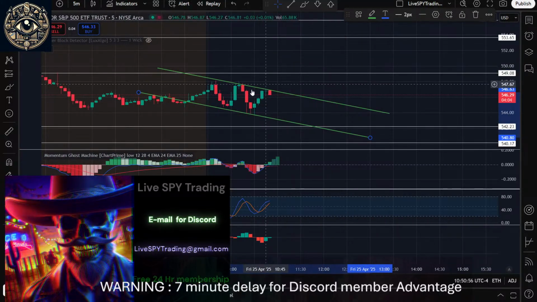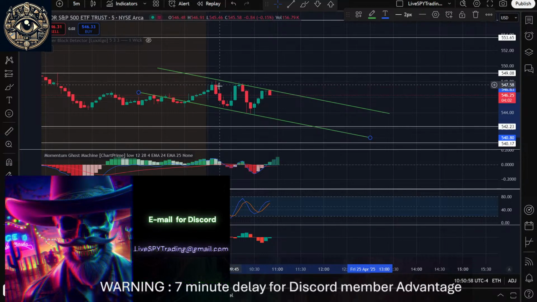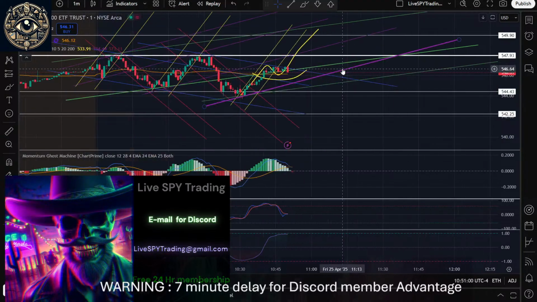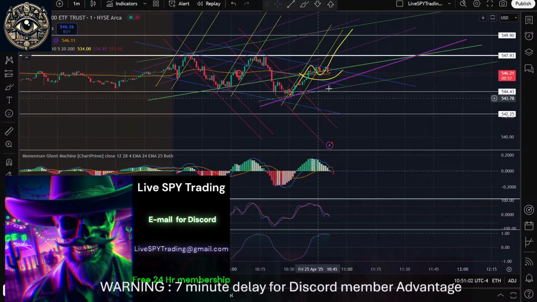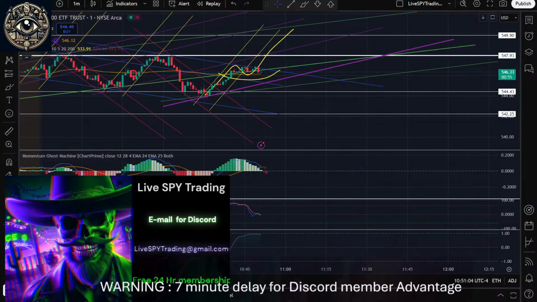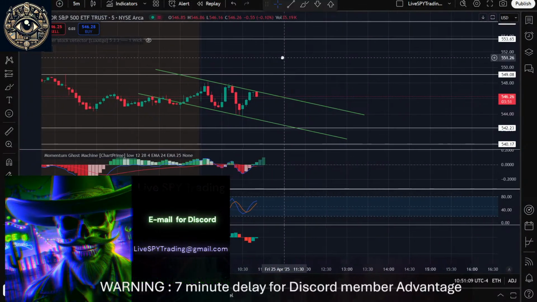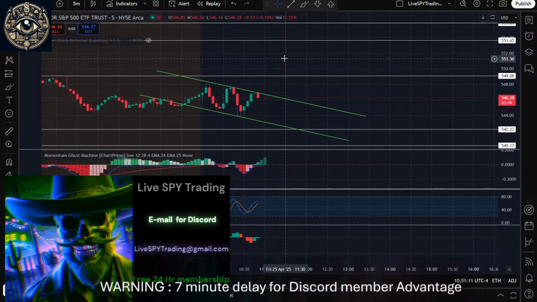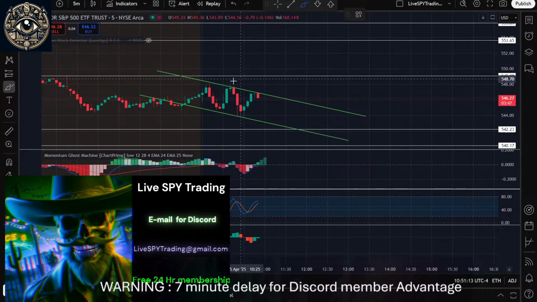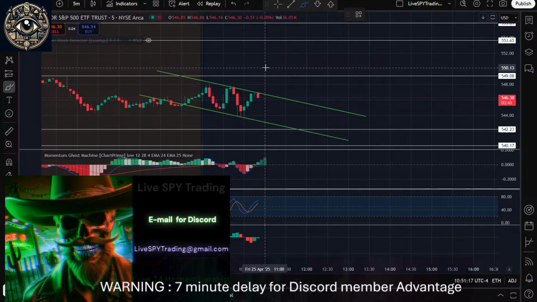So look at the 5 minute. Just comfortably inside this green trend, which correlates with the blue. All right, so I'm done trading for the day. We made decent money. Let's look for, let's see.